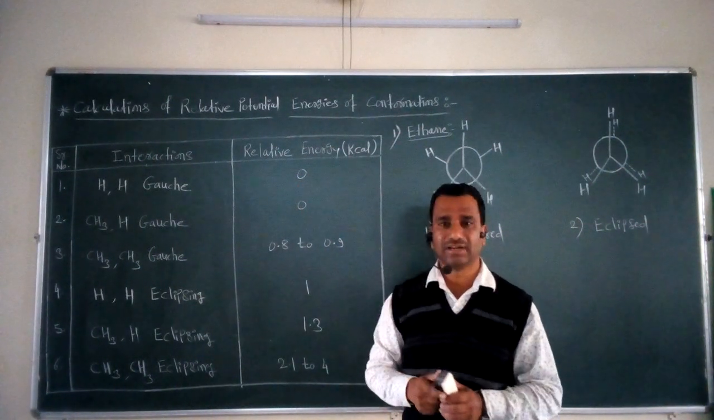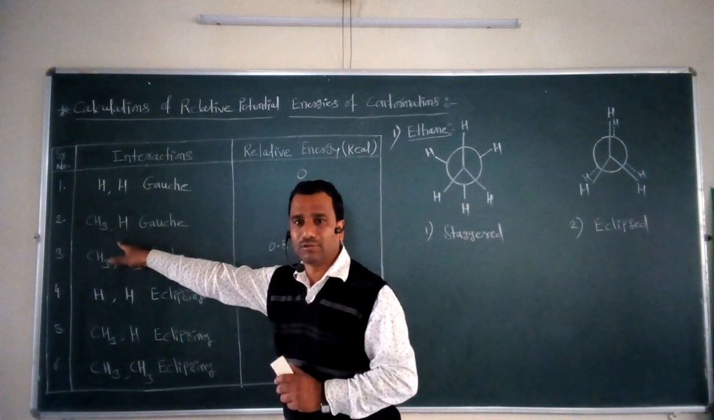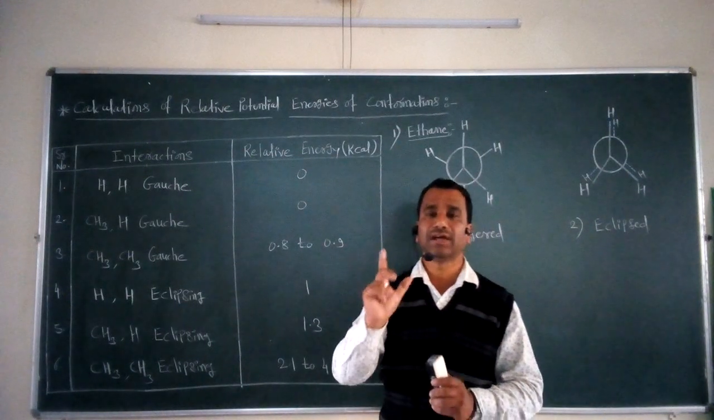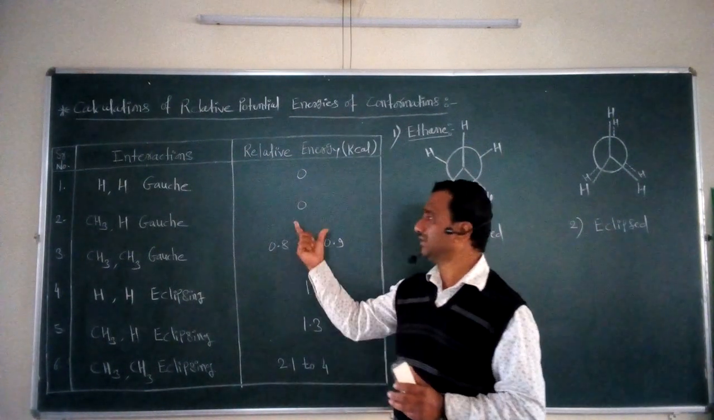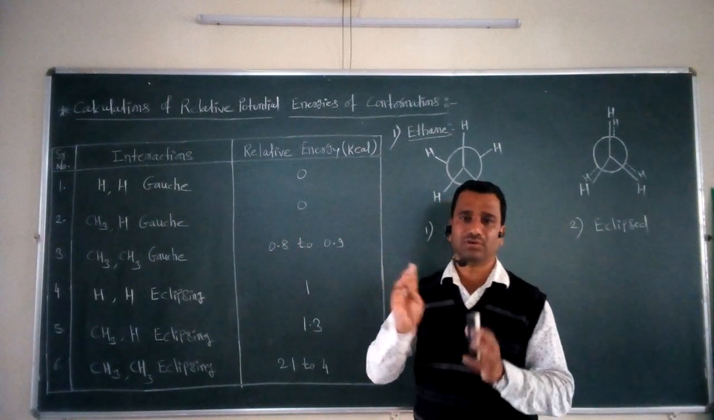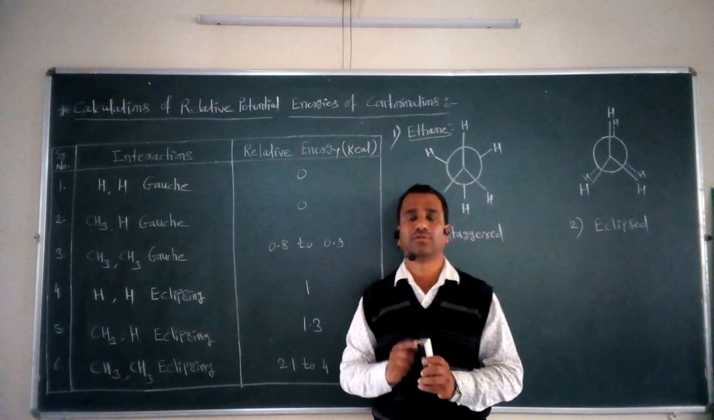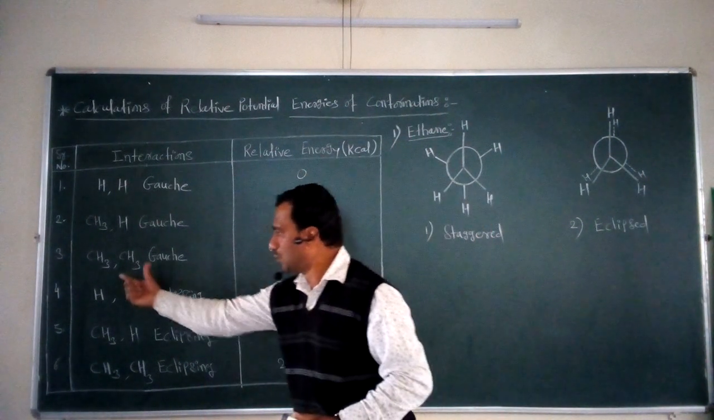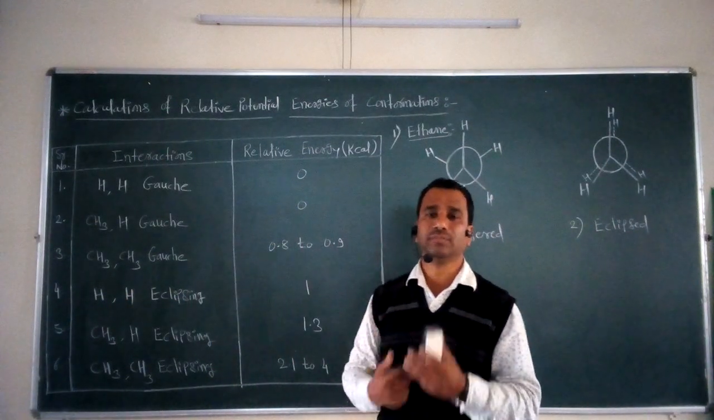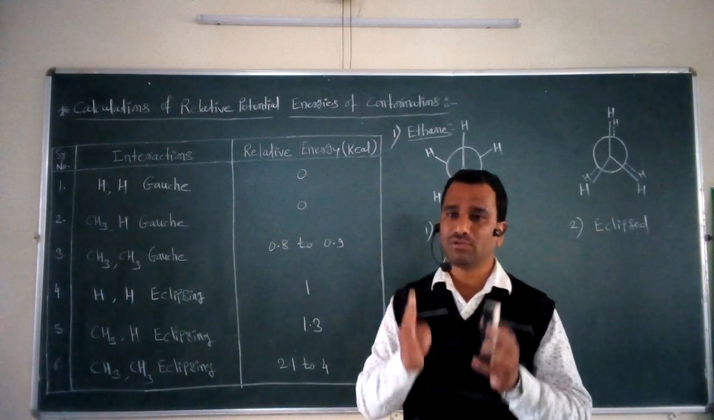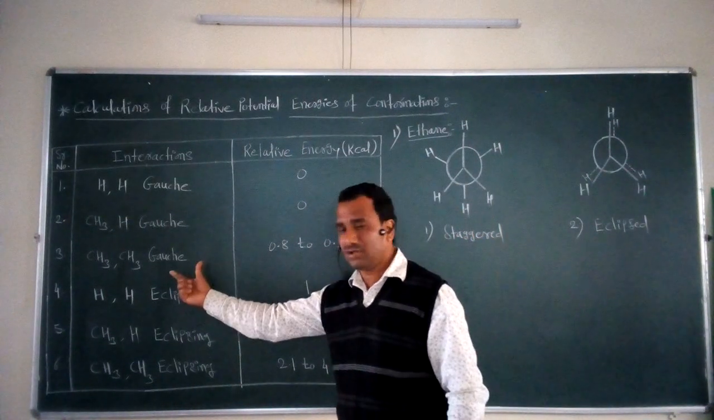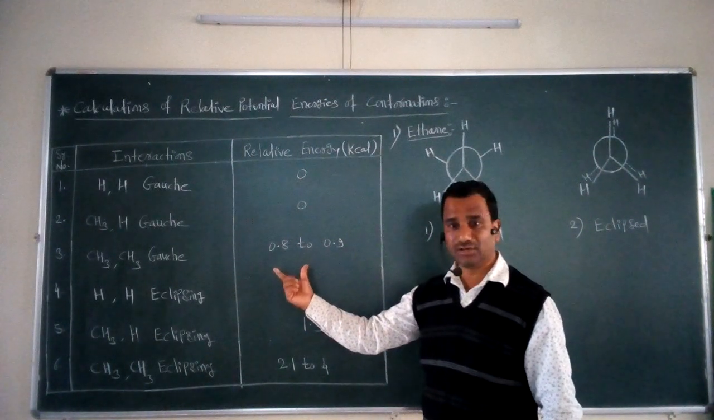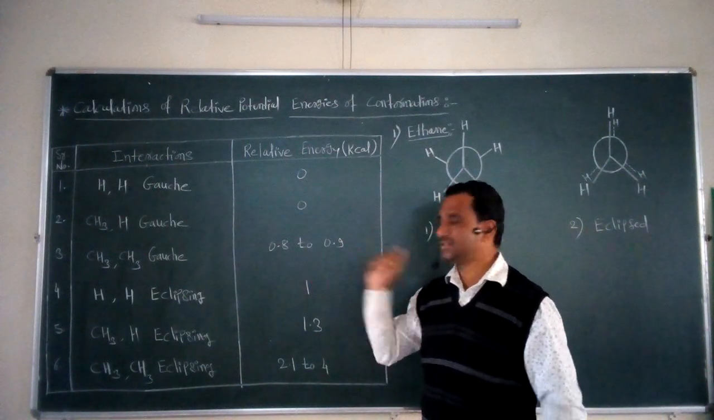The second important interaction is when one methyl group and one proton are there. If a gauche interaction is present between methyl and the hydrogen atom, then the relative energy we take is again equal to 0. We don't take any energy when methyl and proton are at the gauche position. The third important interaction is when two methyl groups are present with a dihedral angle equal to 60 degrees. That interaction is a gauche interaction, and we take the relative energy equal to 0.8 to 0.9.